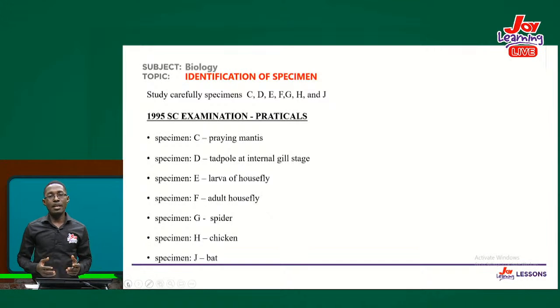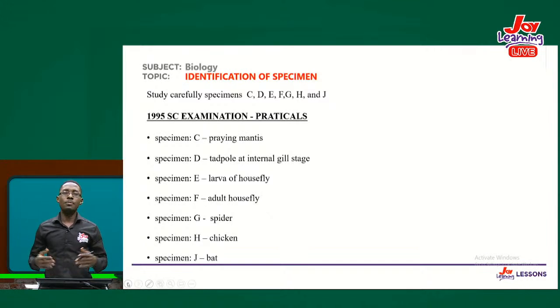Whenever you get to the exams room, the practical exams room, you see specimens. I use the word specimen for now. Not all specimens are organisms. So you see specimens with labels on them dotted around your room. The first thing on your paper is: study carefully so and so specimen. As a student, your job is to write A, B, C, D, then go around and look for which one is A. Definitely there'll be a label on specimen A. Write it down, and you have the liberty to pick it up. If you are wearing gloves, pick it up, look at everything.